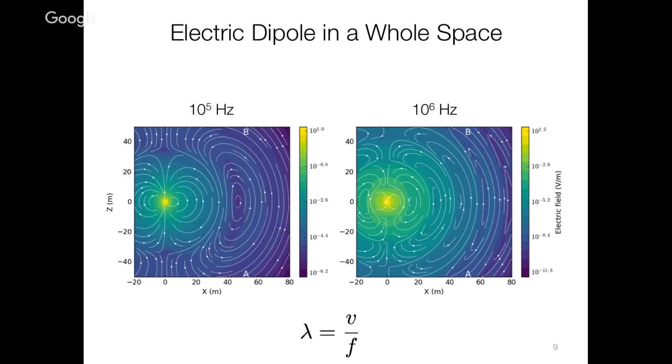The app that we had provided, which was the electric dipole in a whole space, can be cranked up to whatever frequency you like, and you start to see the complexity of the electromagnetic waves as a function of frequency. So here's an electric dipole, and this is 10 to the 5th hertz. So you can see this is going out here. Here's a reversal, kind of going like that.